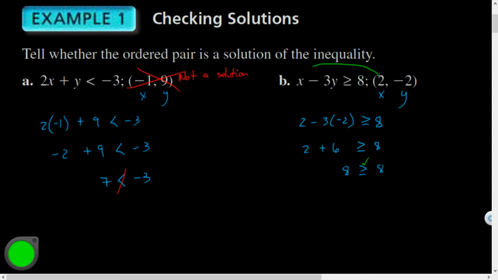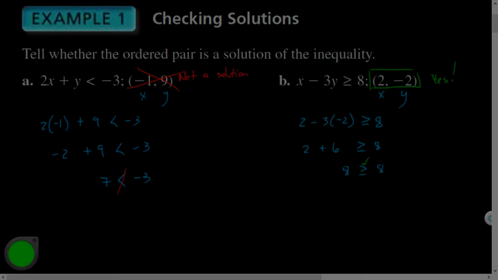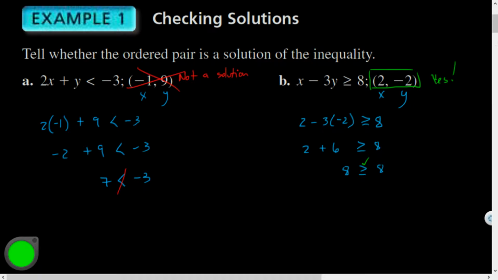I'm plugging in 2 for x and -2 for y. So I'm just plugging it in and checking whether or not these are solutions. So yes, this is a solution. Hooray! So that's how we can do checks. A solution of a linear inequality in two variables is going to give truth when you plug in the x, y.